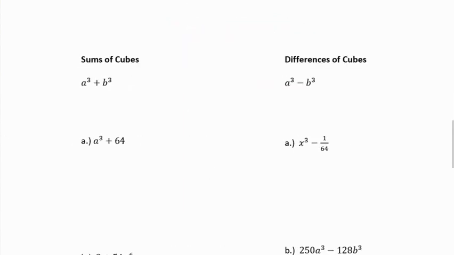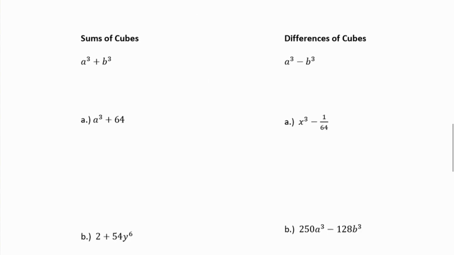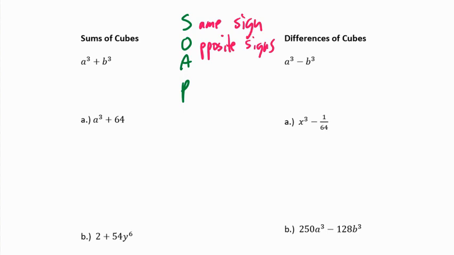The sum and difference of cubes. Some people like to use the acronym SOAP. Same sign, opposite signs, always positive. The sign pattern is going to be the same whether it's a cubed plus b cubed or a cubed minus b cubed. If you can remember that we use the same sign, the opposite sign, and always positive.